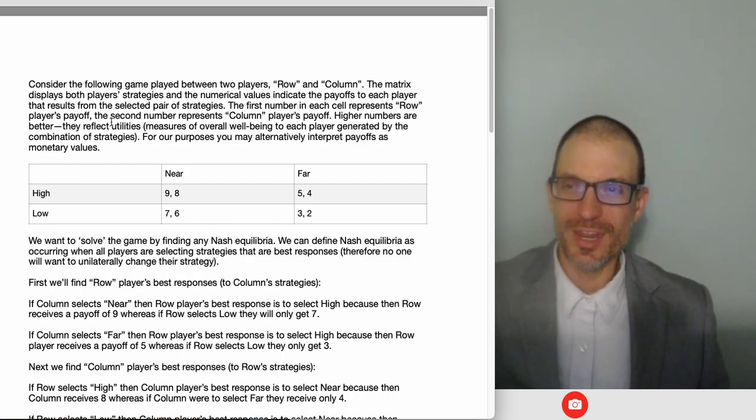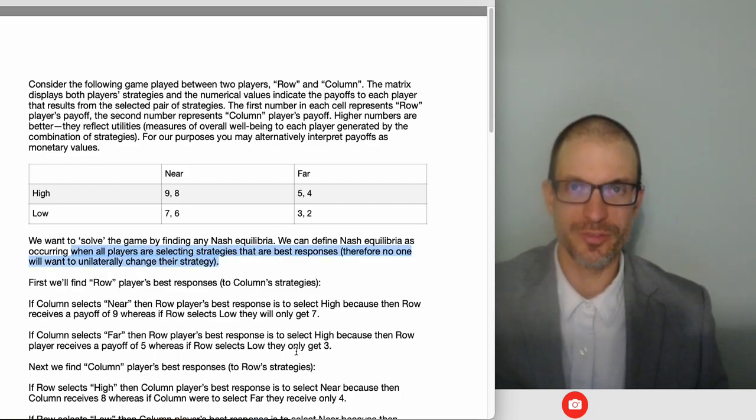So anyway, here we've got this matrix, and we want to find Nash equilibria. Now we define Nash equilibria as occurring when all players are selecting strategies that are best responses. So no one wants to unilaterally deviate from their strategy.